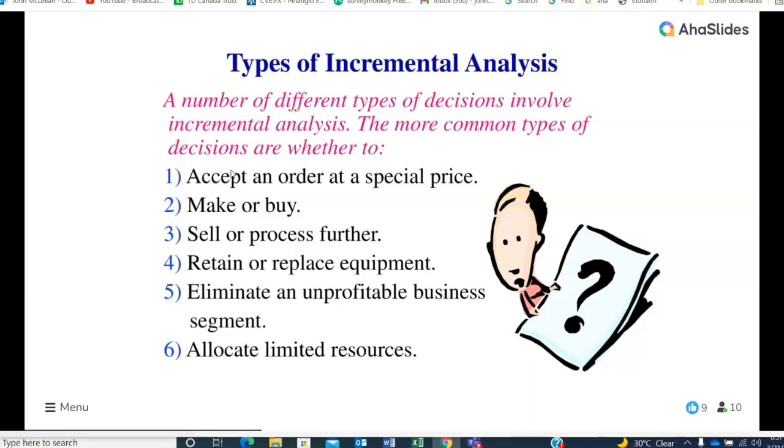But they do face the problem, do I keep this piece of equipment, retain it, or replace it? Okay. And senior management sometimes looks at the different business segments in the business and they are faced with the question, do we eliminate an unprofitable business segment? So that too we will be looking at. The last one is the allocation of limited resources. That's more of an engineering type decision. We're going to focus on 1, 2, 4, and 5. So let's start.